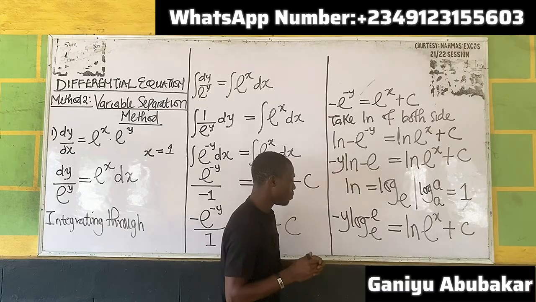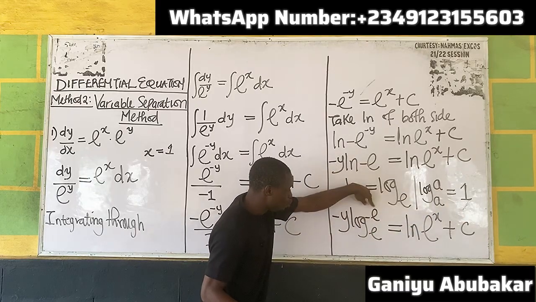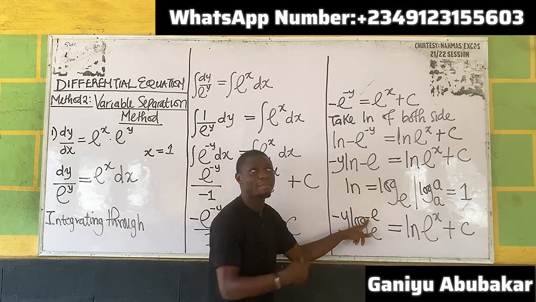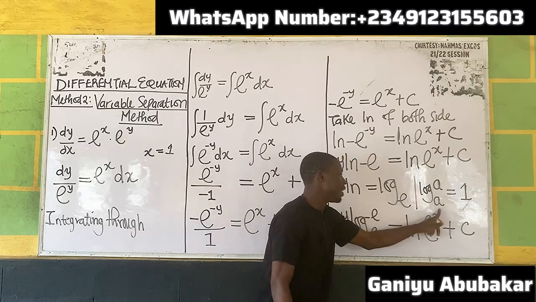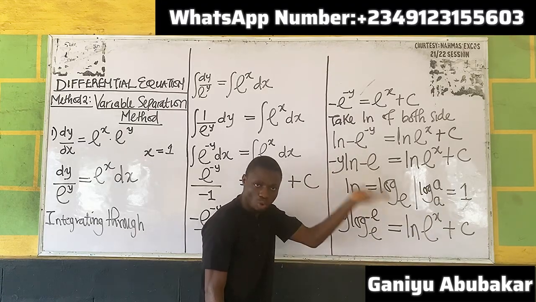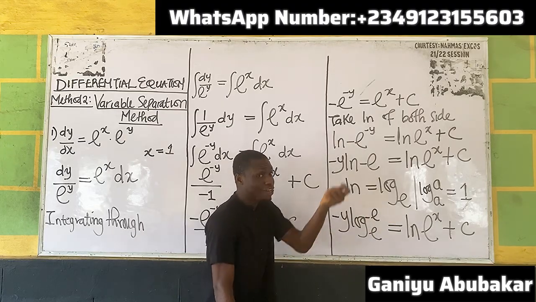Now observe this technique, please. Log a to base a gives you 1. So log e to base e gives you 1. But I have a negative, that gives you what? Minus 1, not just 1. Listen, log a base a is 1, so log e base e, they are the same thing. That should be 1. But mind you, there's a negative sign here, so that will be minus 1.